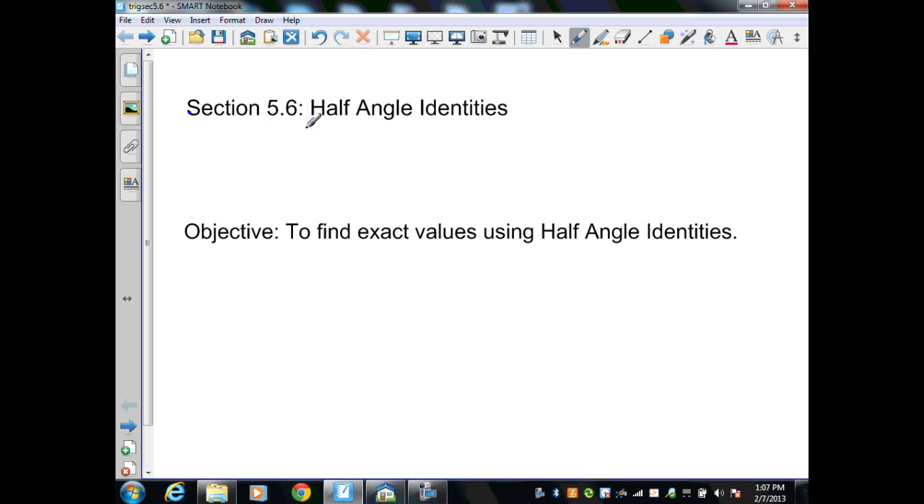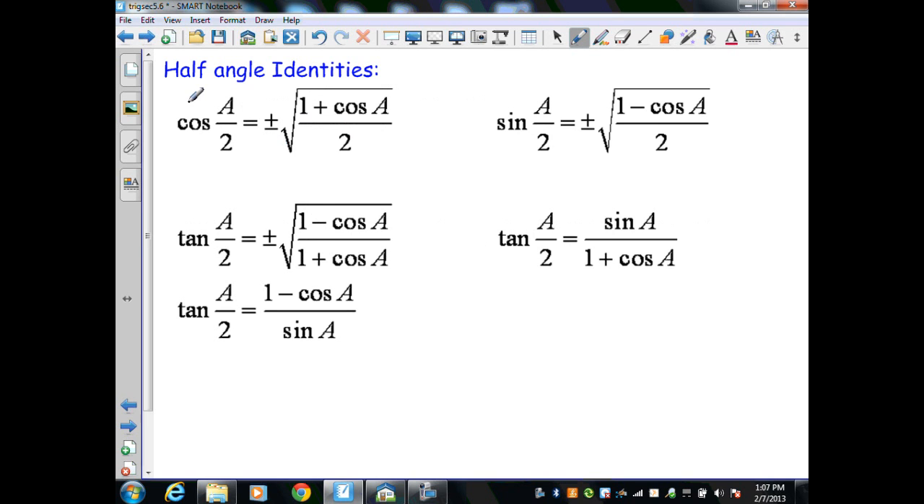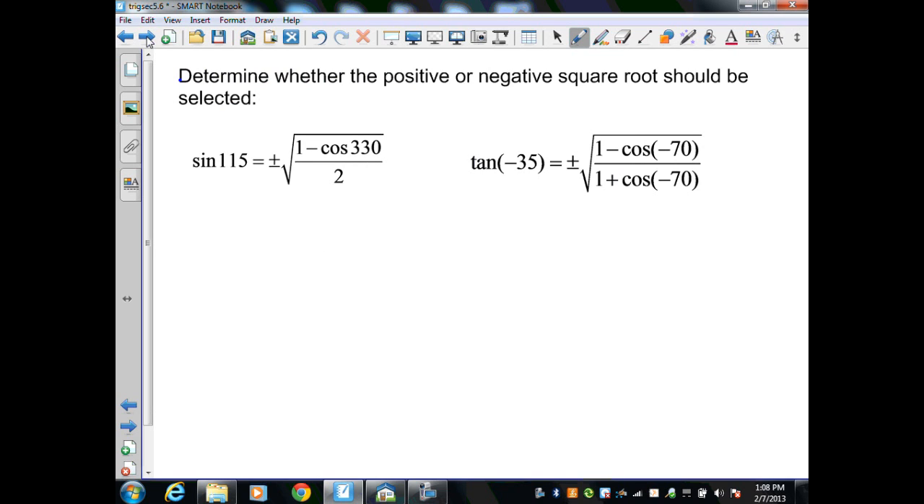Section 5.6, half-angle identities. Here are our half-angle identities for cosine, sine, and tangent. You can review them further in the book.